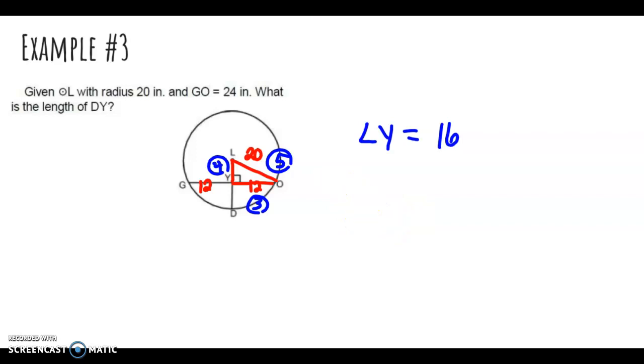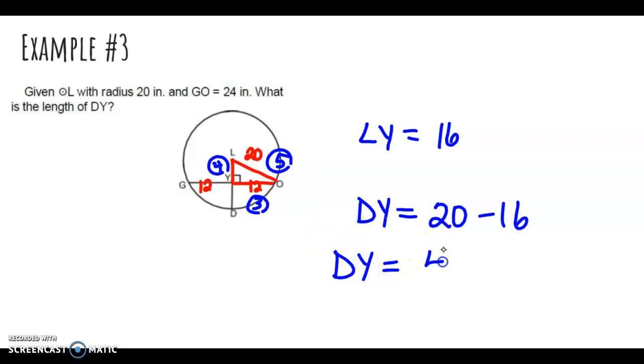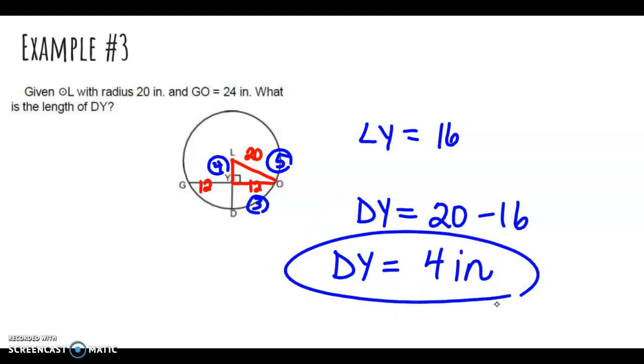They're asking us to find DY, but same thing. I'm going to take the whole radius, L to D, which we know is 20 because they told us the radius was 20. Any place from the center out is 20. I'm going to subtract off what I found LY to be, and then that is how I find DY, and that is inches as well. Hope that makes sense.